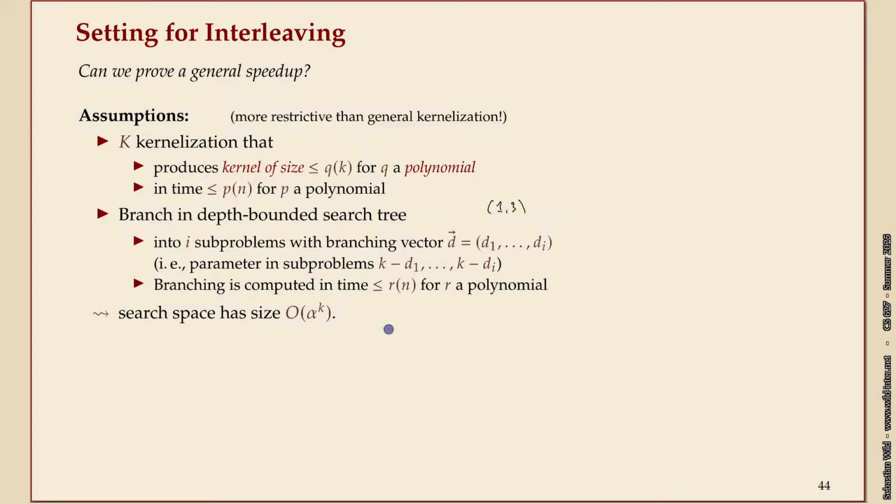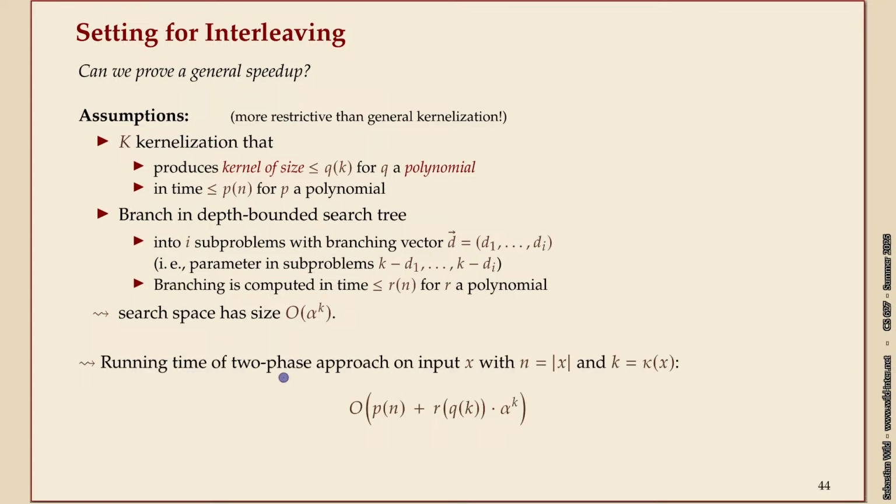From this alone, or basically this part alone, we know that the search space has some exponential size. And this base of the exponential growth, alpha, is just this root of the characteristic polynomial, whatever that is for these d_i. Okay, it just depends on those numbers by how much do we reduce the parameter in each of the recursive calls.